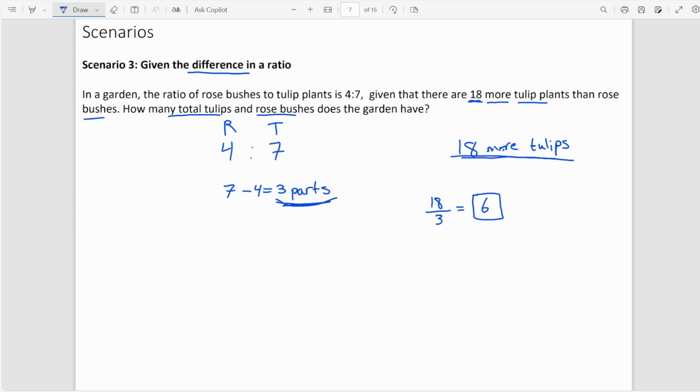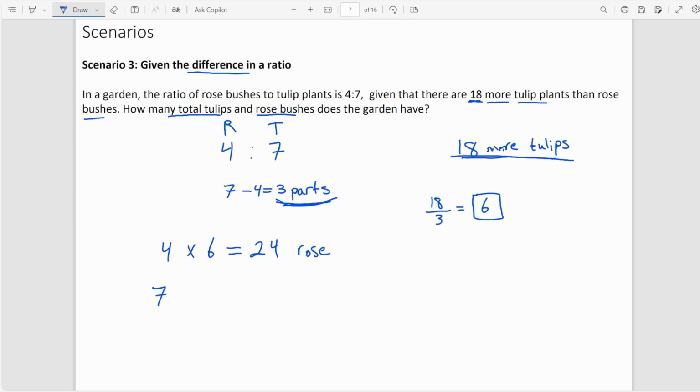Now, in order to find the total tulips and rose bushes the garden has, we will go ahead and write that we have 4 parts of rose bushes and multiply this by 6. And this gives us 24. So we have a total of 24 tulips. No, sorry, of rose bushes. Okay. And also we have 7 parts.